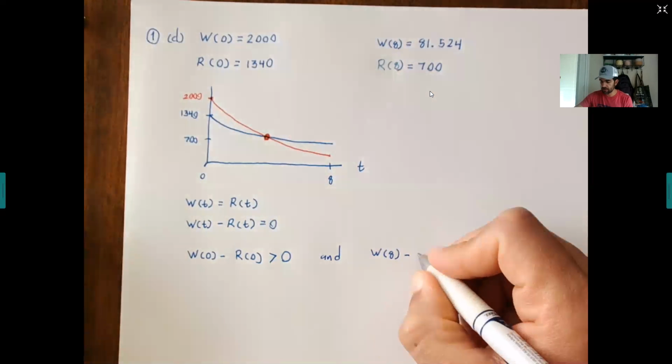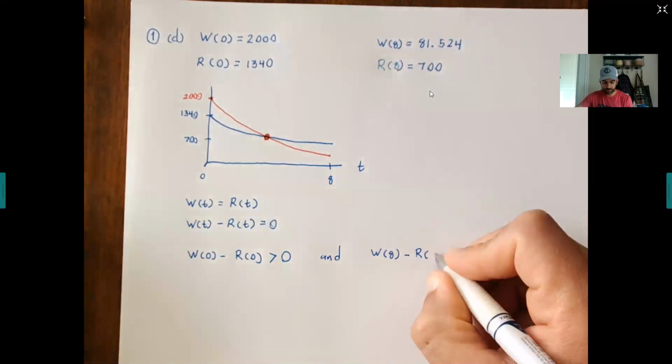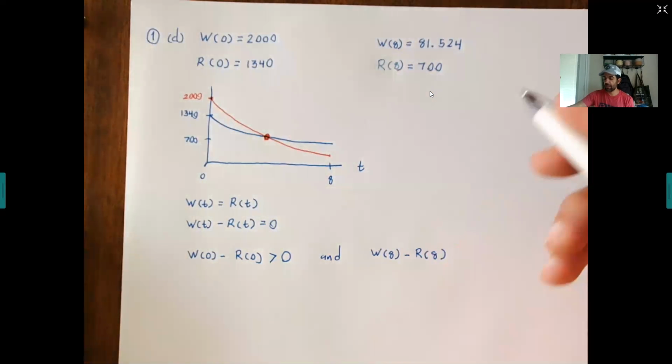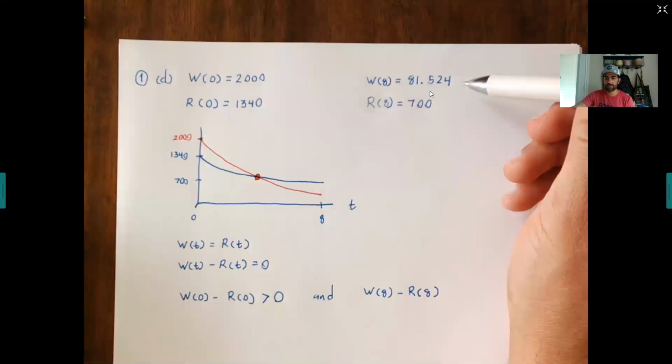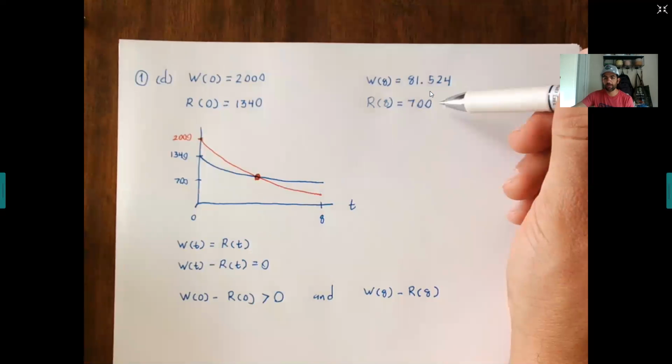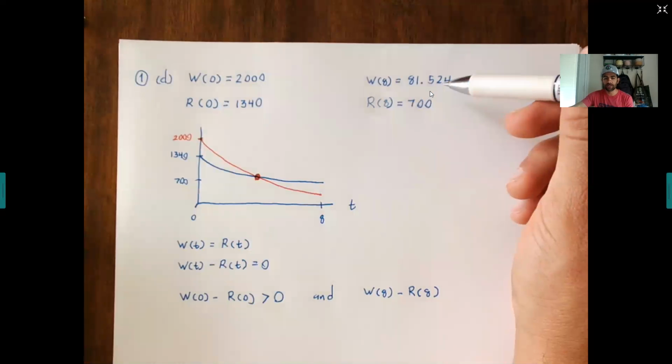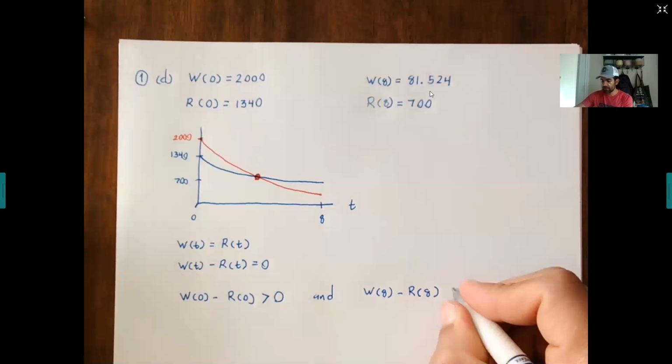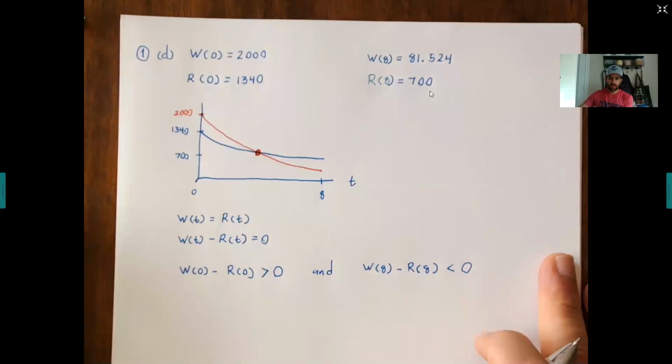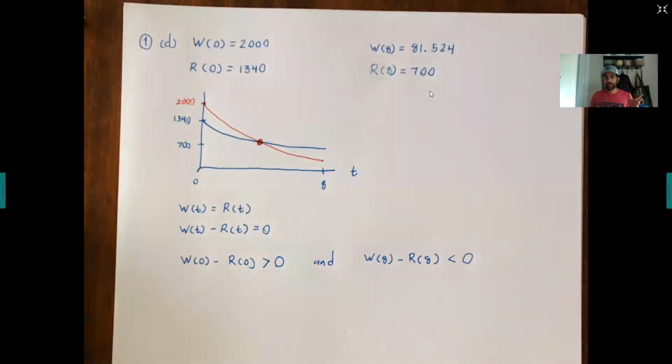Now, at the end, if I have w of 8 minus r of 8, notice that w of 8 is 81.524, and this is 700. So 81.524 minus 700, that's going to be a negative value. Now, all of those are facts. What we're going to actually invoke here, as if it's witchcraft or something, is the intermediate value theorem to explain that that's true.